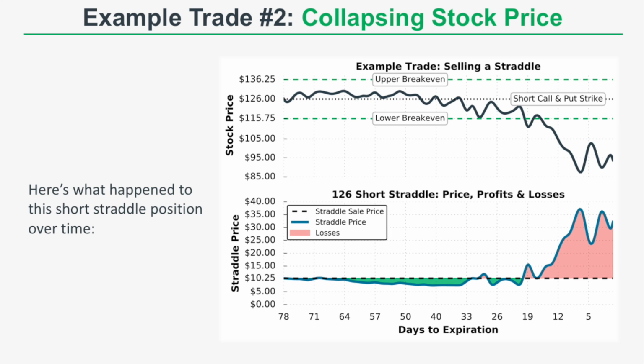So at expiration, that short put was deep in the money, and the stock price was well below the lower break-even of $115.75, and therefore this position realized a loss. So the straddle's price around expiration was right around $32.50, so the final loss at expiration was right around $2,250 per short straddle. So this example just demonstrates that when you sell a straddle and the stock price makes a significant move in either direction, you will have significant loss potential from that movement. So when you sell a straddle, you really need the stock price to remain between your break-even points.